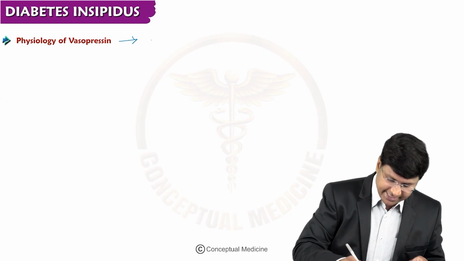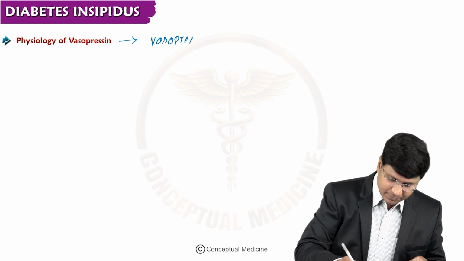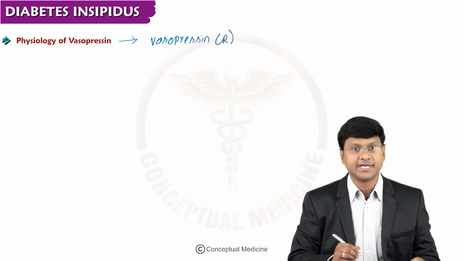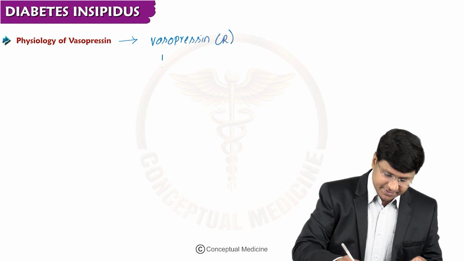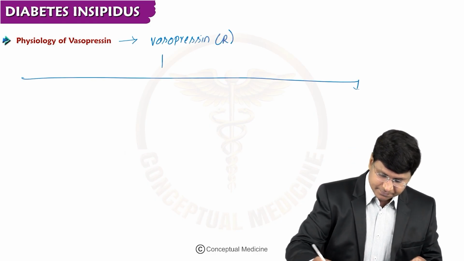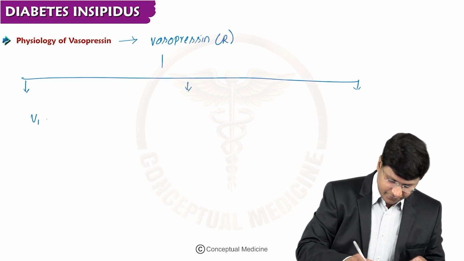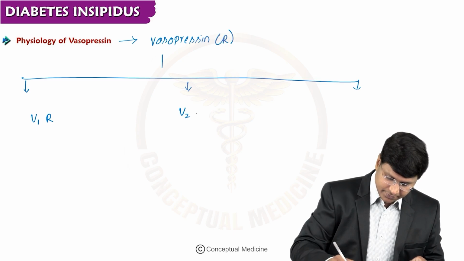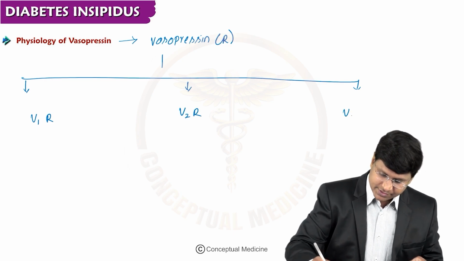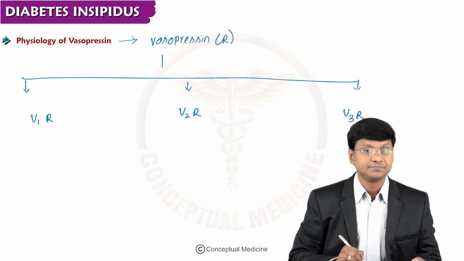Vasopressin will go and act on the vasopressin receptors. Now, how many types of vasopressin receptors do we have? We have 3 types: V1, V2 and V3 receptors.